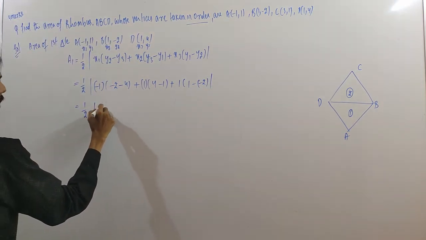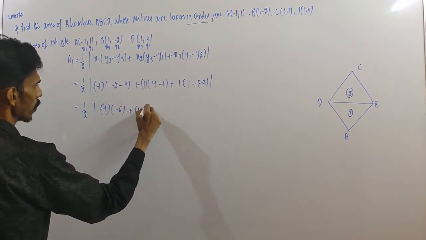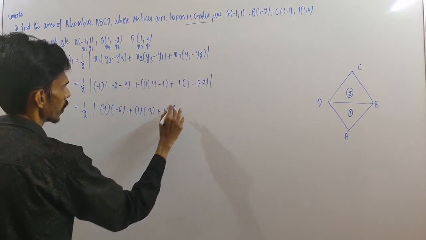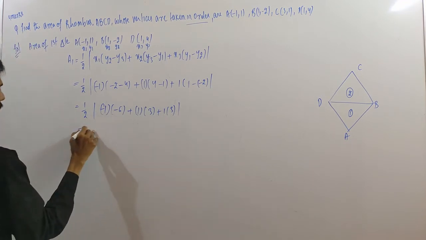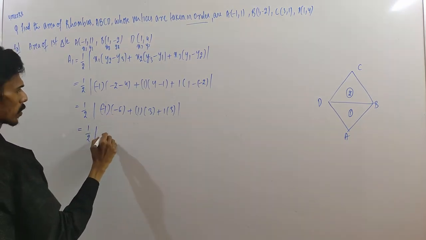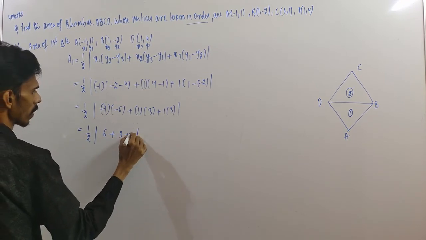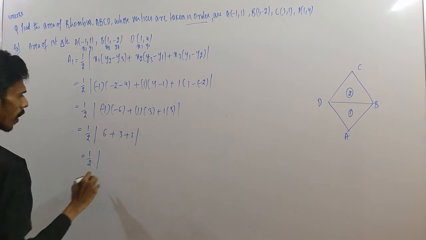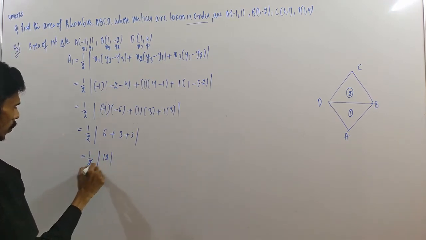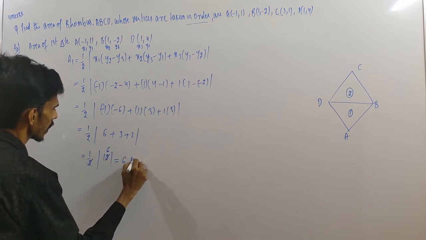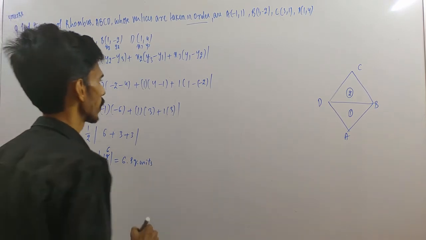1 by 2 into (-1 into -6) plus (1 into 3) plus (1 into 3). We have 1 by 2 into 6 plus 3 plus 3, so mod of 12 by 2. 2 sixes are 12, so we will have 6 square units. So the area of the first triangle is 6 square units.